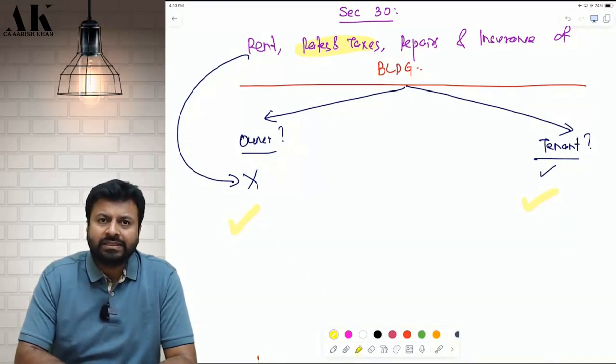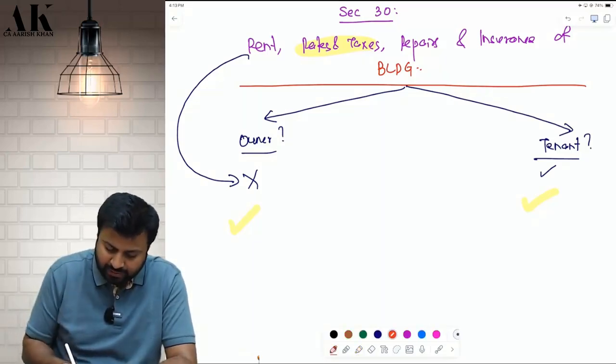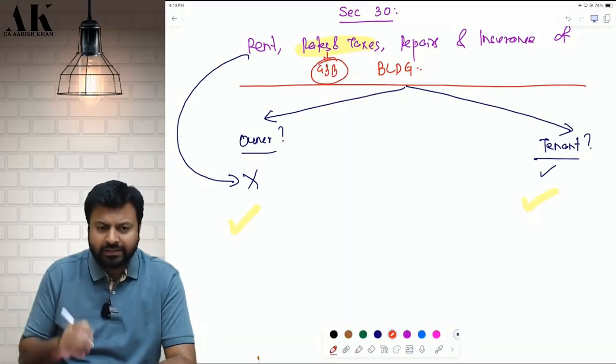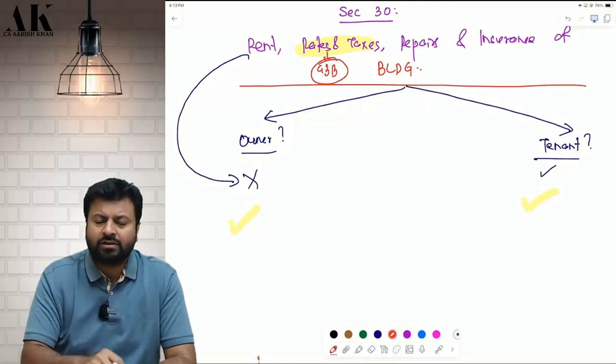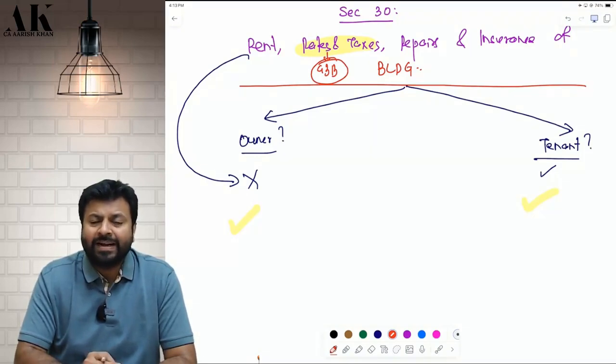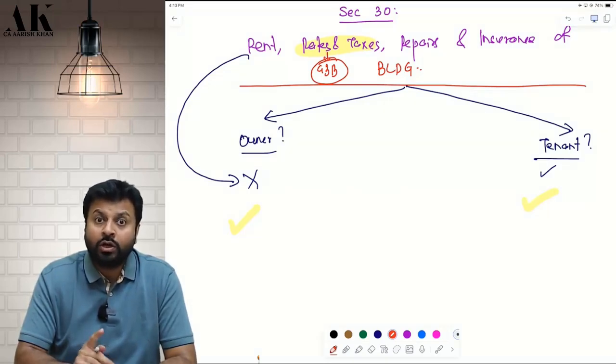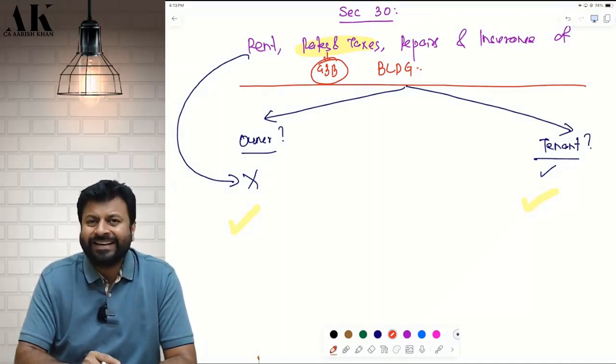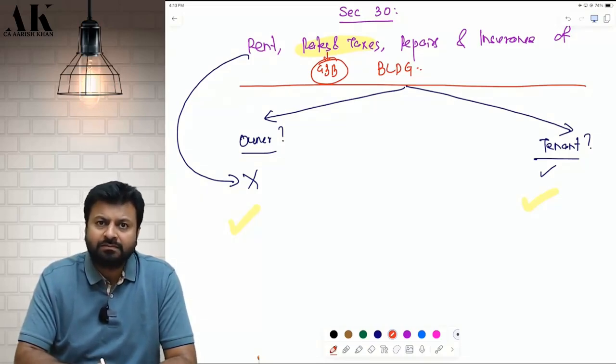Plus, rates and taxes are subject to section 43B, which we will read later on, maybe in the next lecture, not today. Sir, what is 43B? 43B talks about certain deductions being allowed only on actual payment. Therefore, rates and taxes are allowed to you only on actual payment basis. It is not allowed on accrual basis. Can I claim rent on accrual basis? Yes, you can. But you cannot claim rates and taxes on accrual basis. You have to pay and claim the deduction. I hope it is clear to all of you.